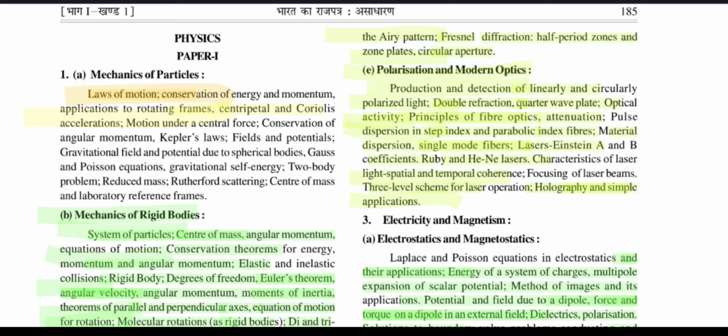So come to the third, electricity and magnetism. So for mechanics it is DS Mathur, optics is Brijlal and Ajoy Ghatak, and electricity and magnetism is Griffiths, Dr. Griffiths.